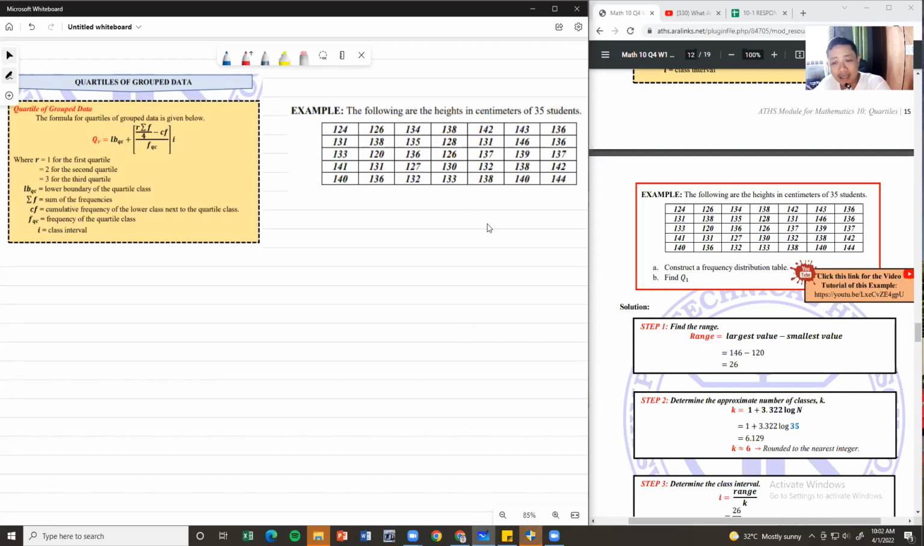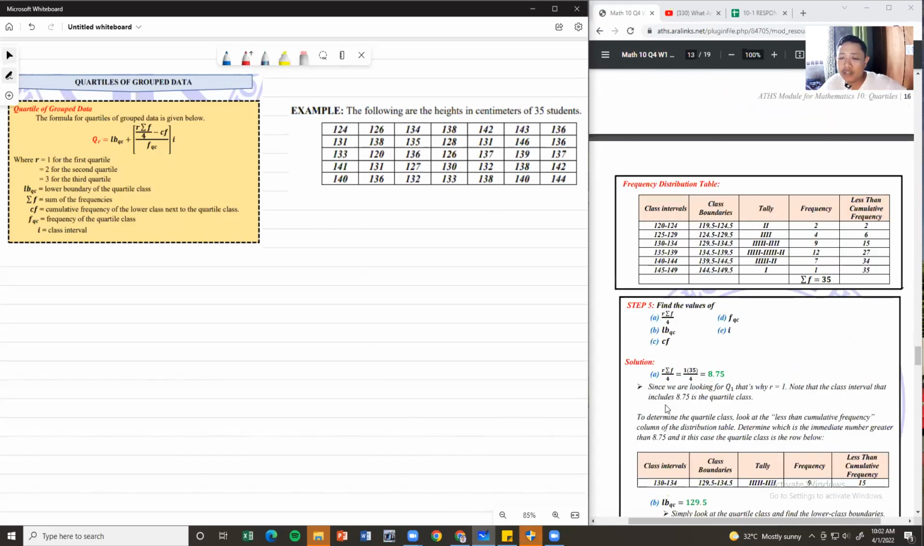Okay, but actually, it's a bit long. The process might be a little longer, but actually it's just easy. Let's take a look at this example. The following are the heights in centimeters of 35 students. These are the heights of the learners, and they are 35. So the first thing to do is to construct a frequency distribution table.